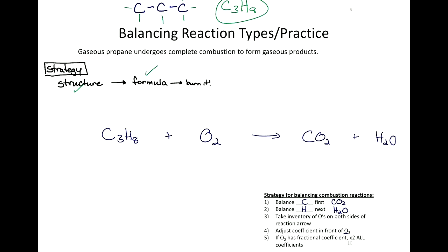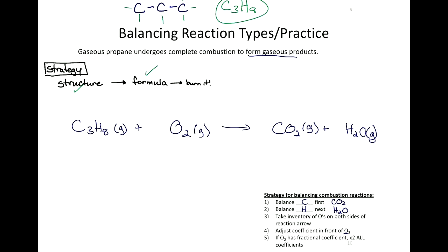I'll quickly put in those states of matter. The question says that propane is a gas. We know oxygen is a gas. CO2 is also a gas, and water here is a gas because the question says to form gaseous products. Water does exist as a liquid too, but in this particular question you're making steam because this reaction is really hot. So there's our skeleton equation. I identified the identity of our reactants and products. Now it's time to balance it using coefficients.